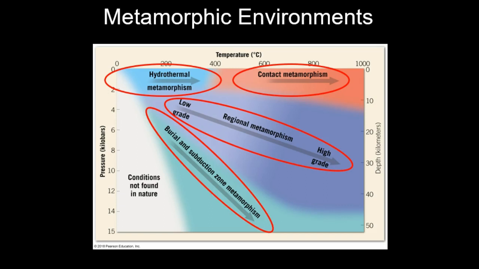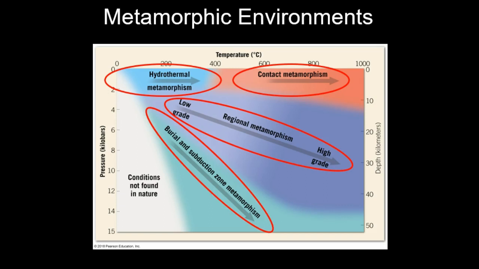All right, so there are many different metamorphic environments in which metamorphism can occur. Most of them occur near plate margins, and many of them are associated with igneous activity. So we'll go ahead and go through them all, or most of them.